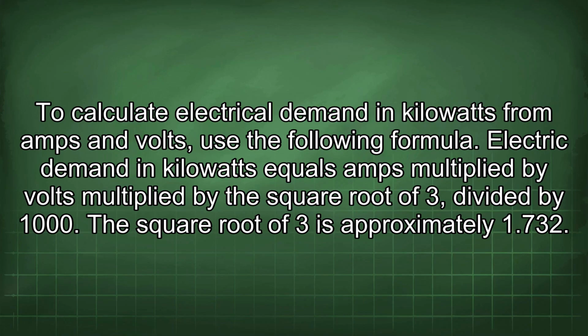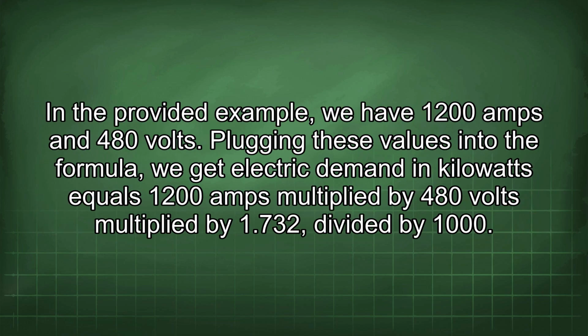To calculate electrical demand in kilowatts from amps and volts, use the following formula. Electric demand in kilowatts equals amps multiplied by volts multiplied by the square root of 3 divided by 1000. The square root of 3 is approximately 1.732. In the provided example, we have 1200 amps and 480 volts. Plug these values into the formula.